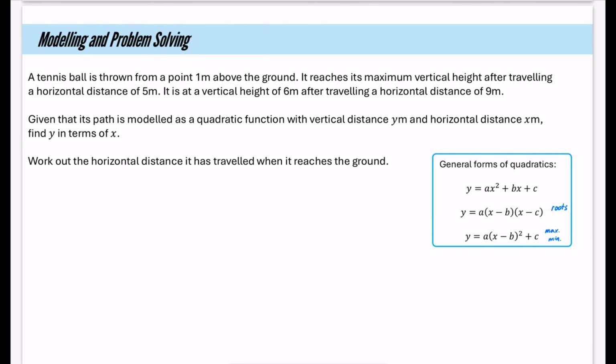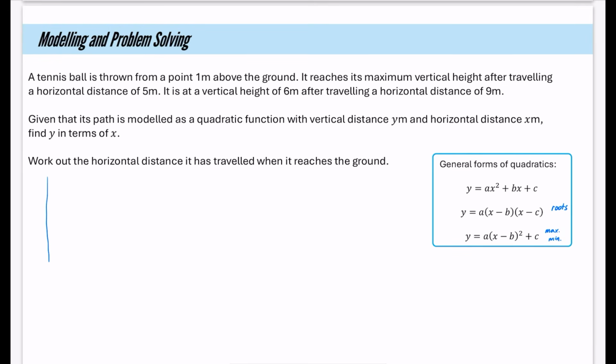So it says a tennis ball is thrown from a point 1 meter above the ground. It reaches its maximum vertical height after traveling a horizontal distance of 5 meters. It is at a vertical height of 6 meters after traveling a horizontal distance of 9 meters. Given that its path is modeled as a quadratic function with vertical distance y meters and horizontal distance x meters, find y in terms of x, and then we'll have a look at the next part of the question afterwards.